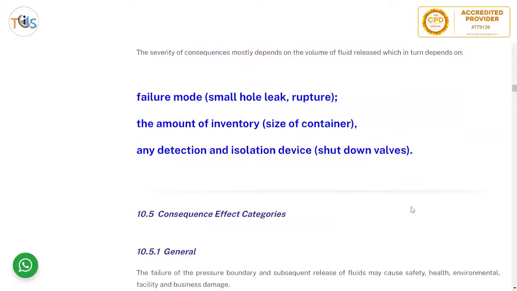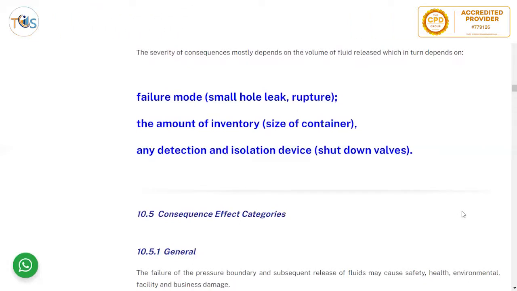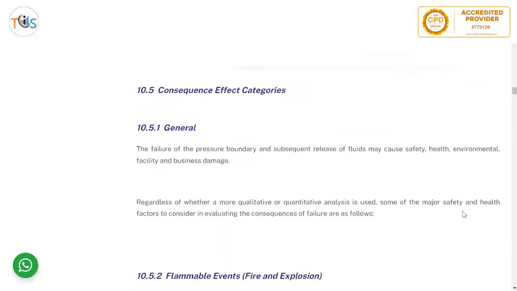Volume of fluid released: the severity of consequence mostly depends on the volume of fluid released, which in turn depends on failure modes: small leak, hole, rupture, amount of inventory, size of container, any detection and isolation device, shutdown valve. So if you have a shutdown valve, they would limit the amount of leak. If the amount of inventory is less, then obviously you will have less leak. And if you have a small hole, you have less leak. And if you have a rupture, it's much more.